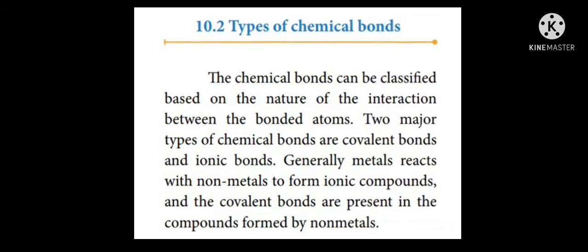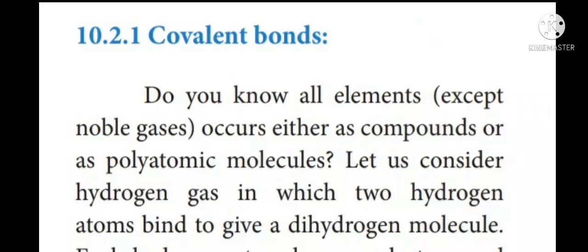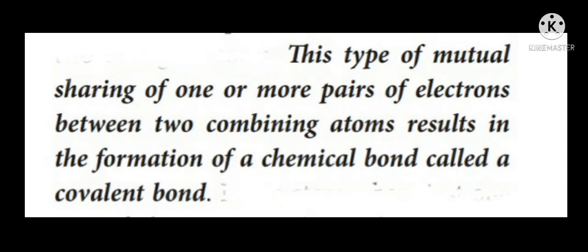First, we will discuss covalent bond. Covalent bonds. What is a covalent bond? The definition for covalent bond is given here. Mutual sharing of one or more pairs of electrons between two combining atoms results in the formation of a chemical bond called a covalent bond.